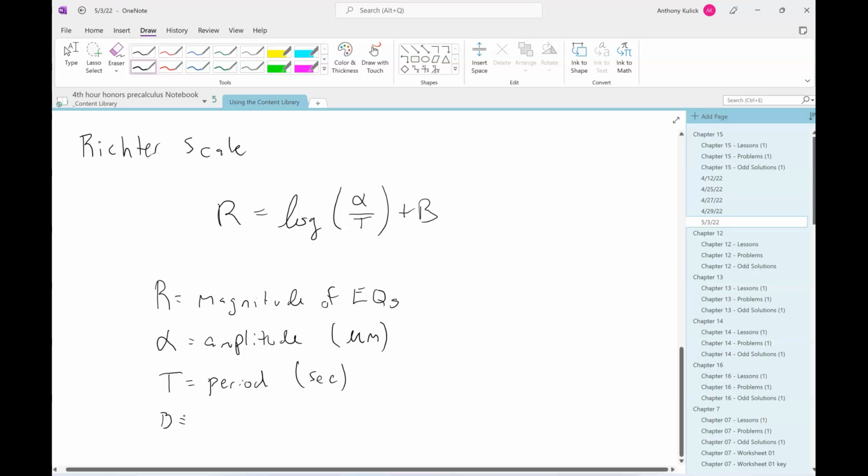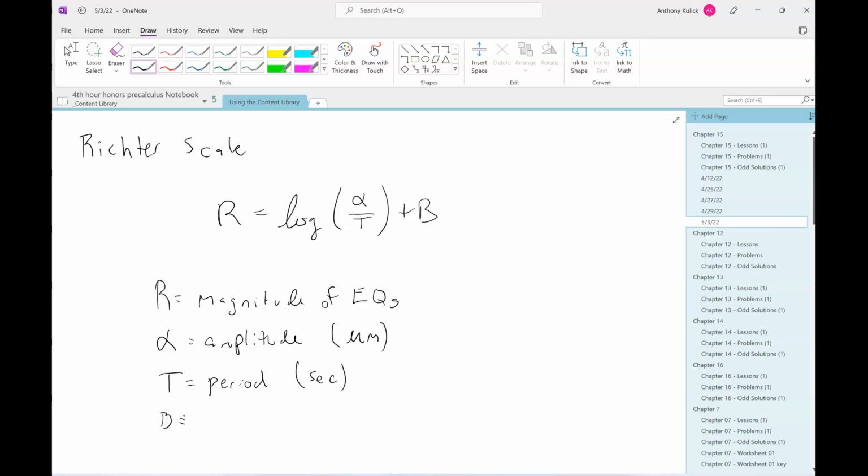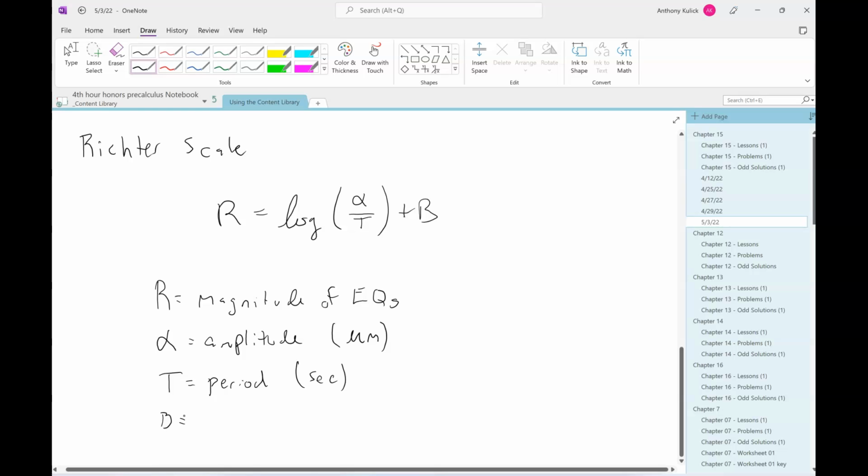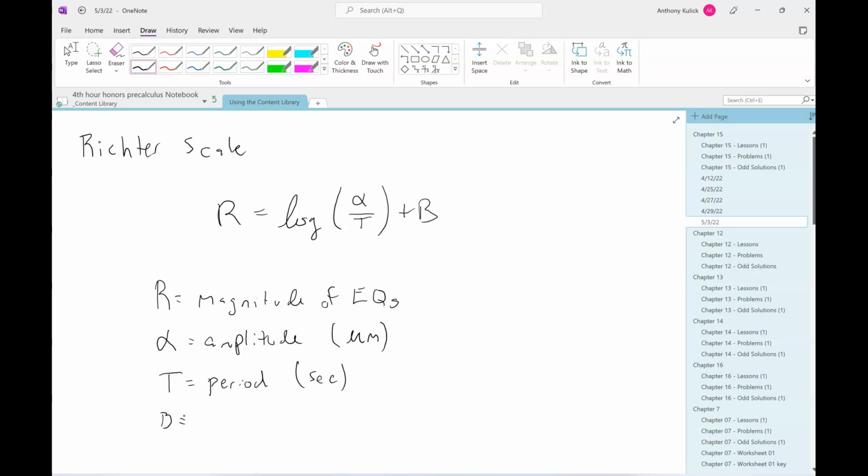And then to talk about the B, where is an earthquake most intense? What is that location called? The epicenter. And as you move further away from the epicenter, what's going to happen? Less intense.